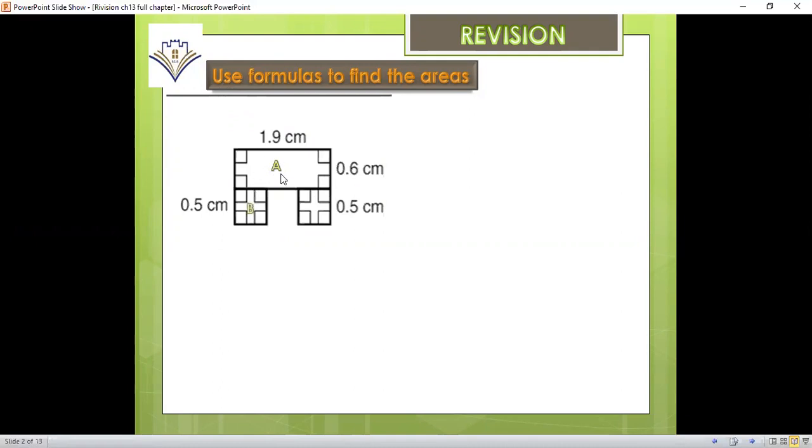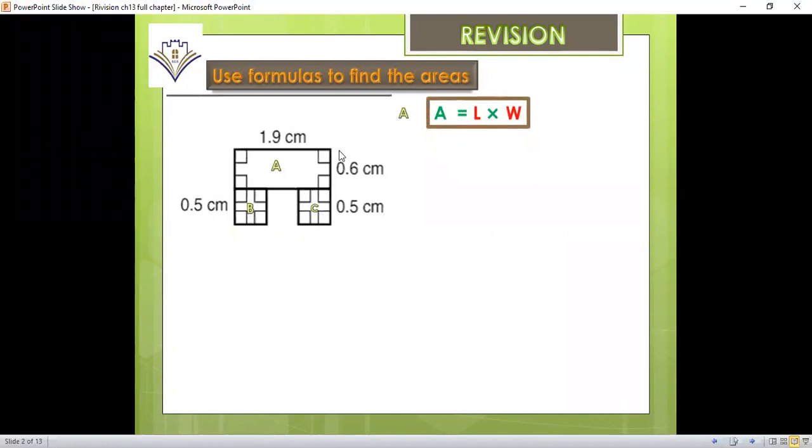Shape A, shape B, and shape C. The first shape is a rectangle, and the second is a square, and the third is a square. And now, you should remember, the area of a rectangle equals length multiply width. Yes. Area is equal to length multiply width.